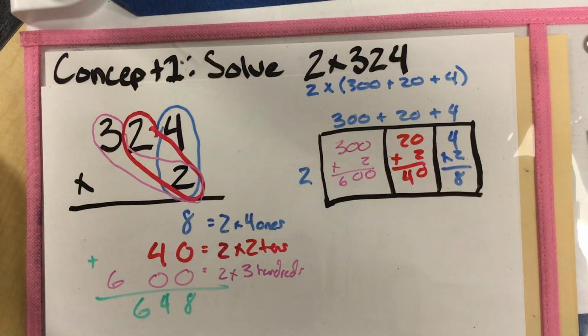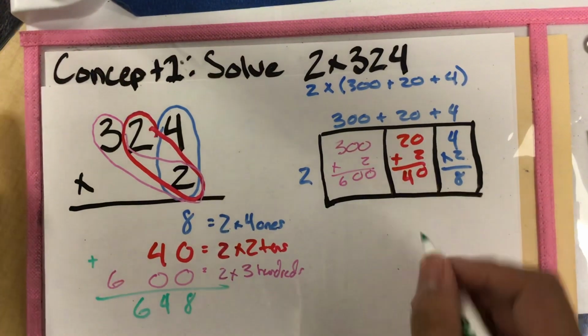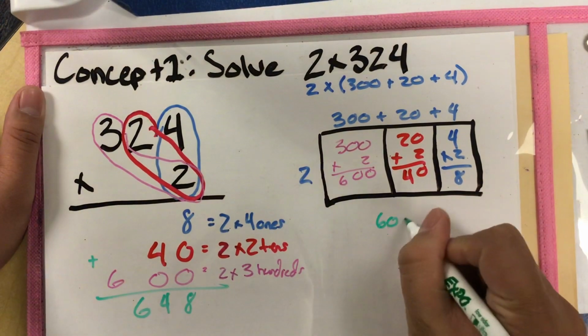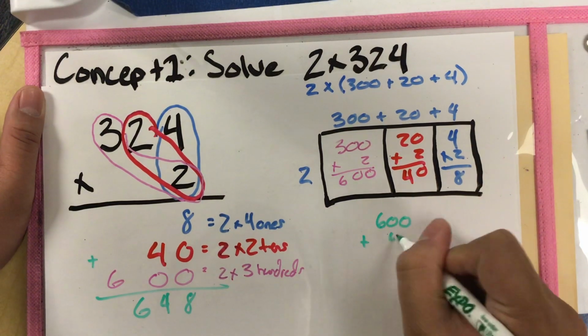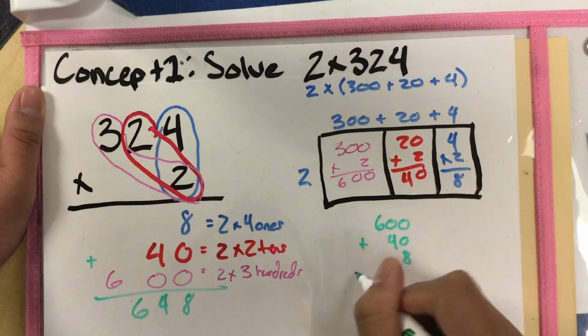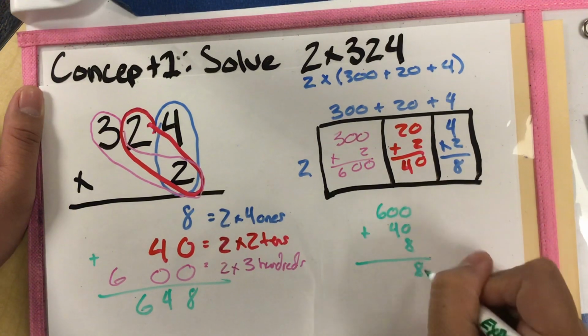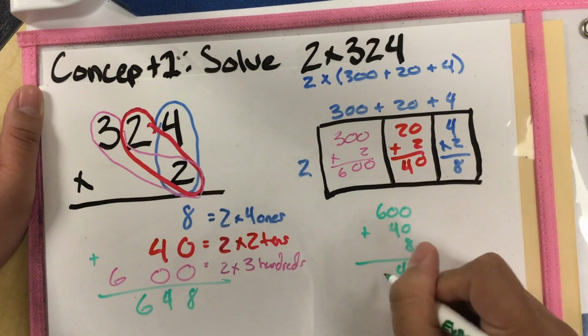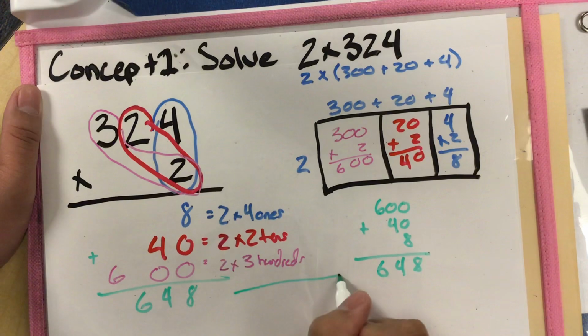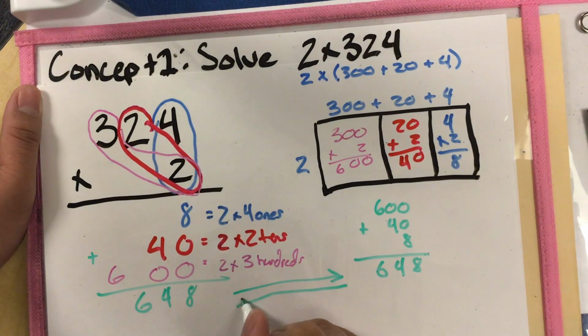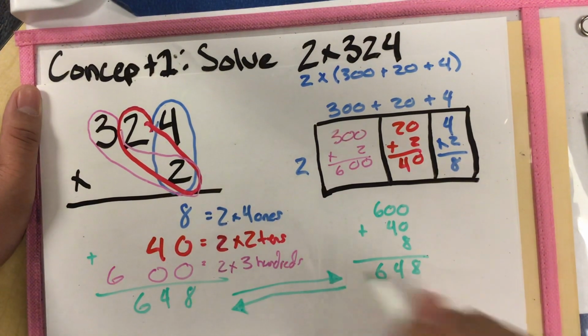Those numbers should all be the same. All right, now what we're going to do is add each of them together. So now we have 600 plus 40 plus 8. 8, 4, and 6. Do these match up? If they do, then our answer is definitely correct.